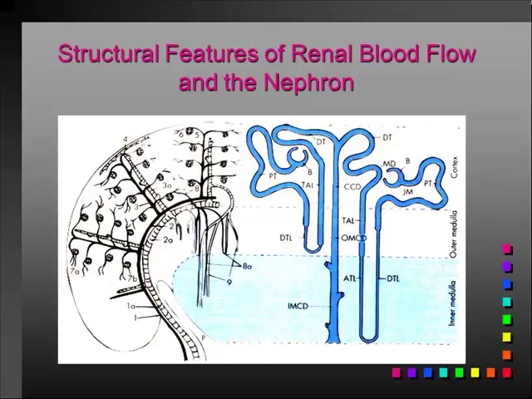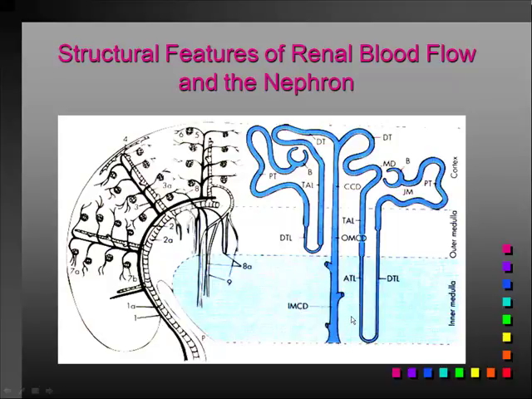And there's three basic sections of the collecting duct to know, and they're easy. One is the CCD, that's the cortical collecting duct. That's the collecting duct in the cortex of the kidney. Then an OMCD, an outer medullary collecting duct. That's the collecting duct in the outer medulla. And then an IMCD, or the inner medullary collecting duct, the collecting duct in the inner medulla.